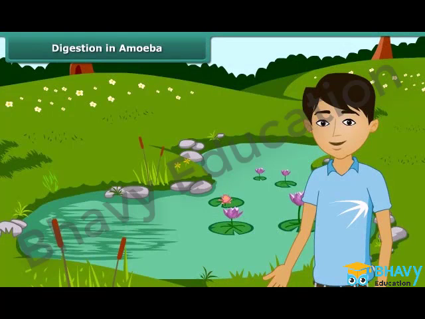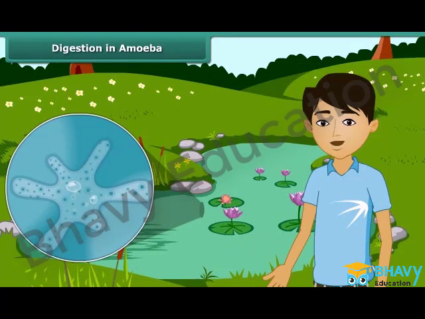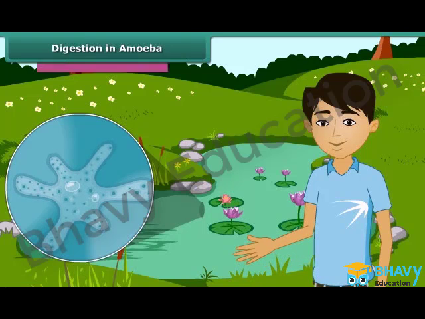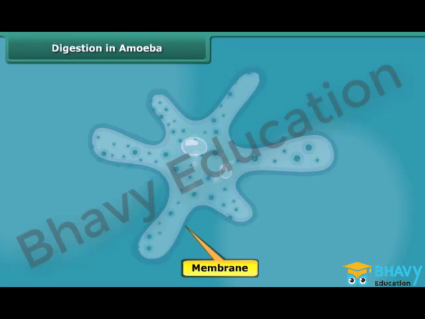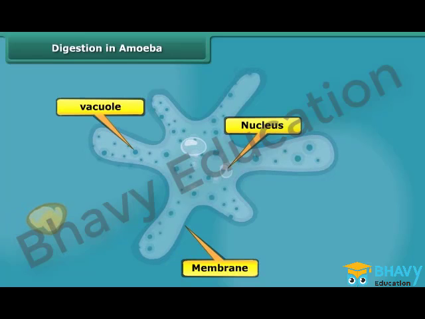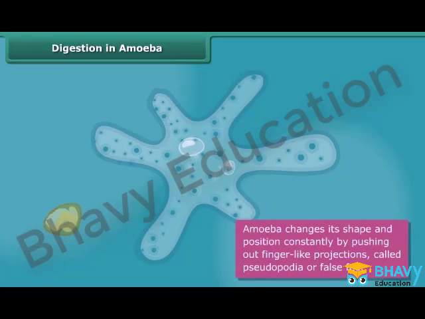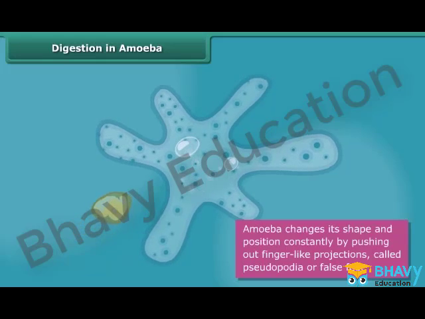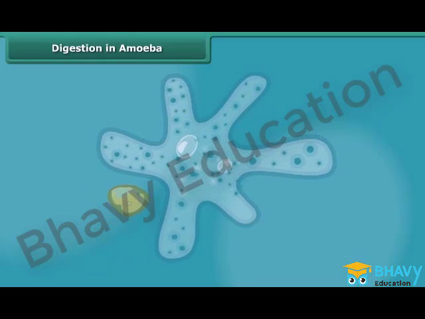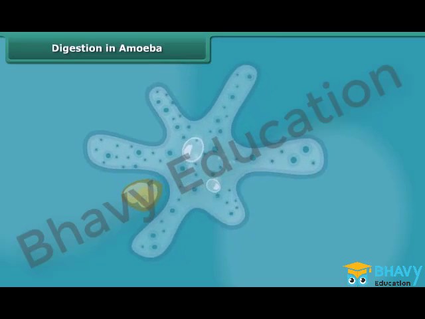You will be surprised to know that there are certain organisms which do not have a mouth and a digestive system, yet they digest food. This organism is amoeba, which is found in ponds. It is single-celled and you cannot see it with the naked eye. It has a cell membrane, a rounded nucleus, and vacuoles in its cytoplasm. It changes its shape and position constantly by pushing out finger-like projections called pseudopodia or false feet, and captures some microscopic organisms as its food.